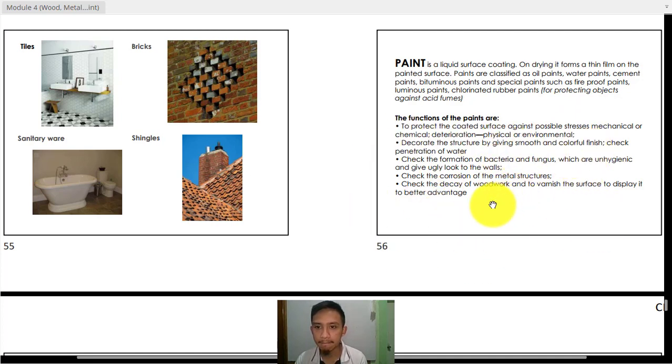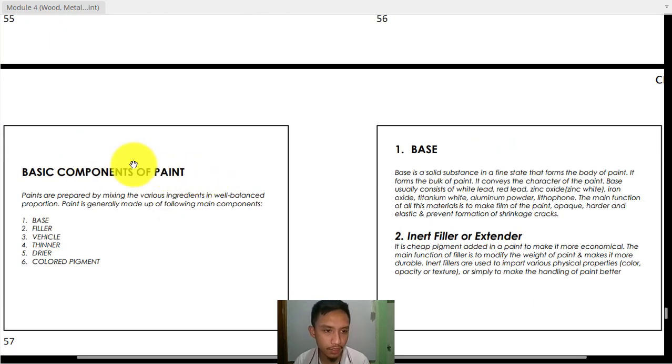And then check the decay of woodwork and to varnish the surface to display it to better advantage. Okay, so also to protect the wood materials, we are applying paints. So these are the components of the paint. We have what we call the base, the filler, the vehicle, the thinner, the dryer, the colored pigments.